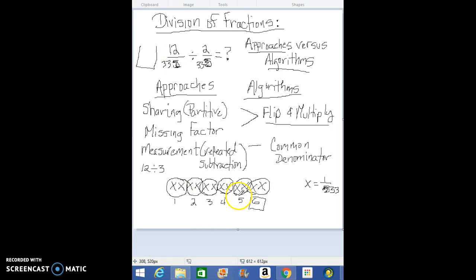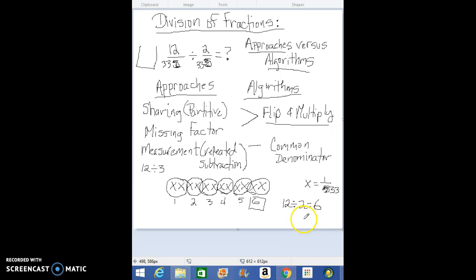I'm going to get the exact same answer. So it doesn't matter what these denominators are, as long as they're the same size pieces, my answer is going to come down to the number of pieces. So that's where this common denominator algorithm comes from. If I have the same size of pieces, I can do this division by just looking at the number of pieces, which is the numerator. So 12 divided by 2 is 6.